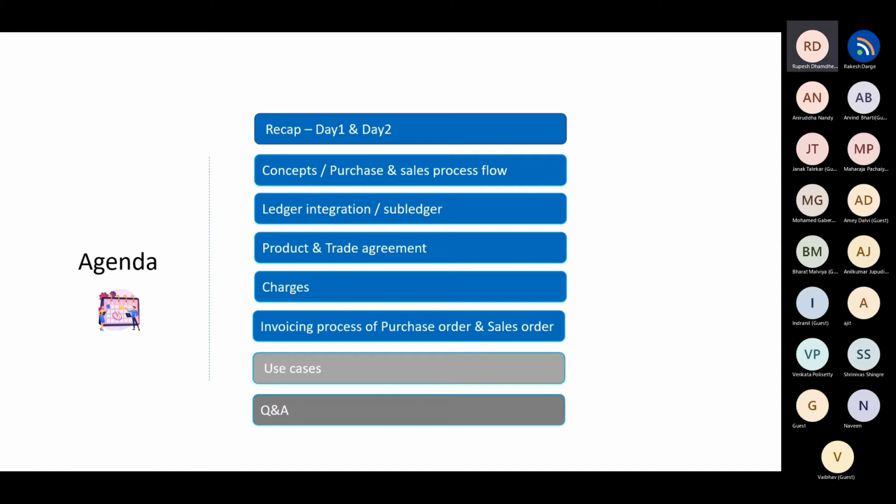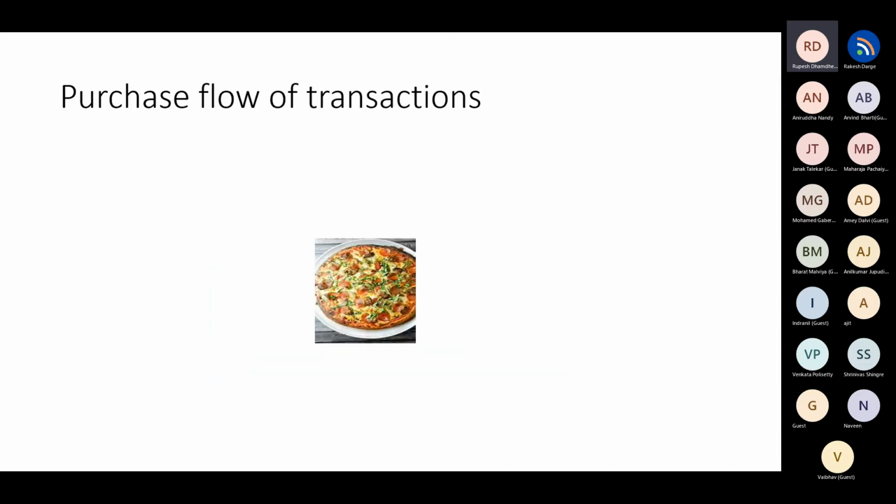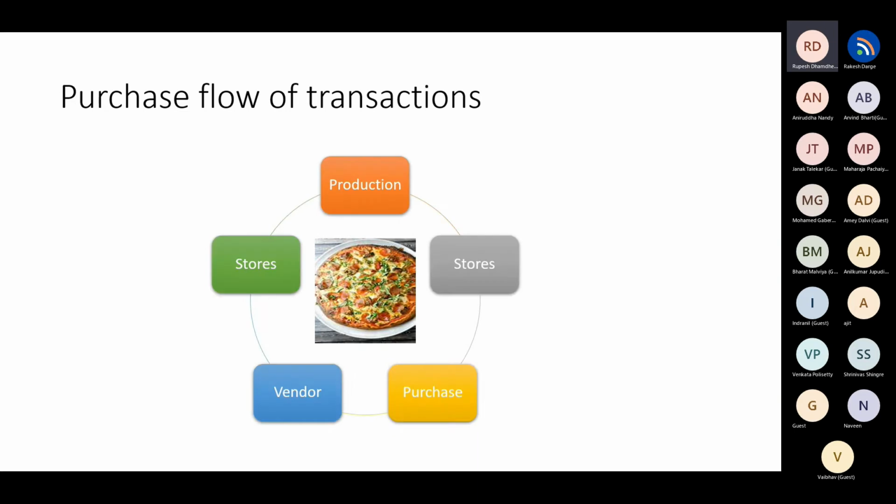I will move forward to the next slide, where we will discuss the basic concepts related to the purchase and sales flow. Everyone knows how the purchase flow works. Let's take the example of a pizza manufacturing company. How will the purchase flow come into the picture for this company? Let's say someone from the store wants to buy some material as part of the manufacturing process.